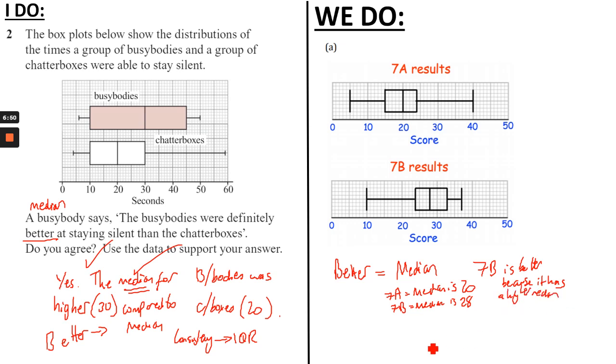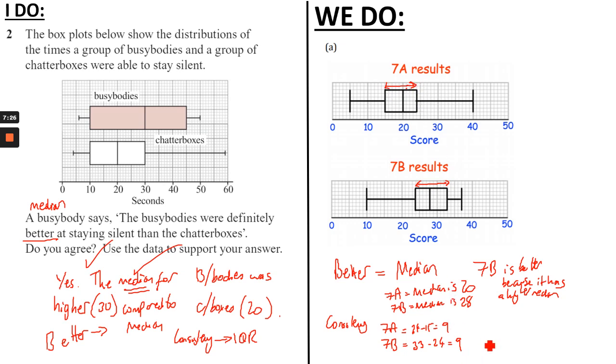Now, if it was talking about consistency, then you know that's the interquartile range. So let's work them out. For 7A, the interquartile range is 24 subtract 15, which is 9. For 7B, the interquartile range is 33 subtract 24, which is also 9. So actually, the interquartile range is the same for both classes. So they're both as consistent as each other.